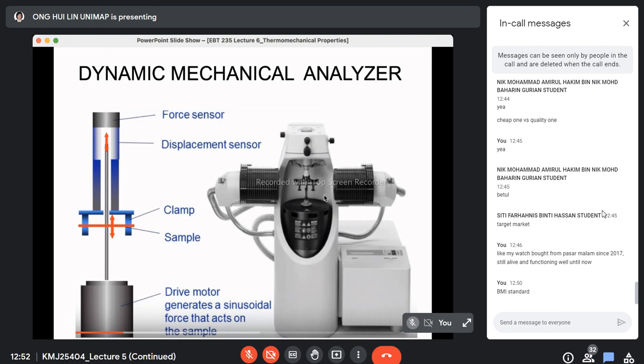This is the specimen holder. You can change the holder in different test modes. Same like we did for the short performance test, tensile. There is a tensile mode also. There is a flexural mode also. There is a cantilever mode also. And there is also a compression mode. Different kinds. So you just change the holder. Same like you do the tensile, but this one is on a smaller scale. Your specimen dimension is smaller, no? And it depends lah, it depends on.